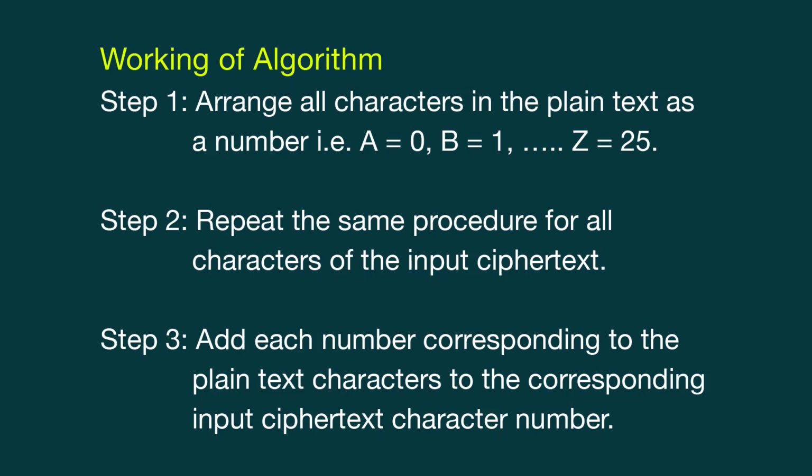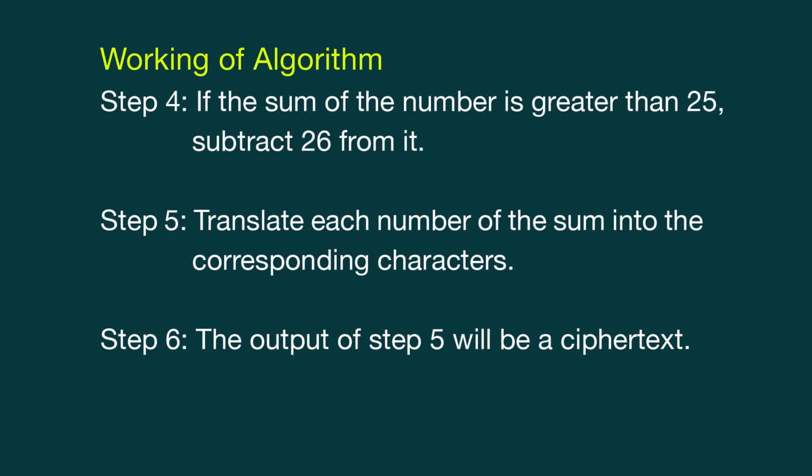Working of algorithm. Step 1. Arrange all the characters in the plain text as numbers, that is A equal to 1, B equal to 2, etc., Z equal to 26. Step 2. Repeat the same procedure for all characters of the input ciphertext. In step 3, add each number corresponding to the plain text characters to the corresponding input ciphertext character number. Step 4. If the sum of the number is greater than 26, subtract 26 from it. Step 5. Translate each number of the sum into a corresponding character. Step 6. The output of step 5 will be the ciphertext.